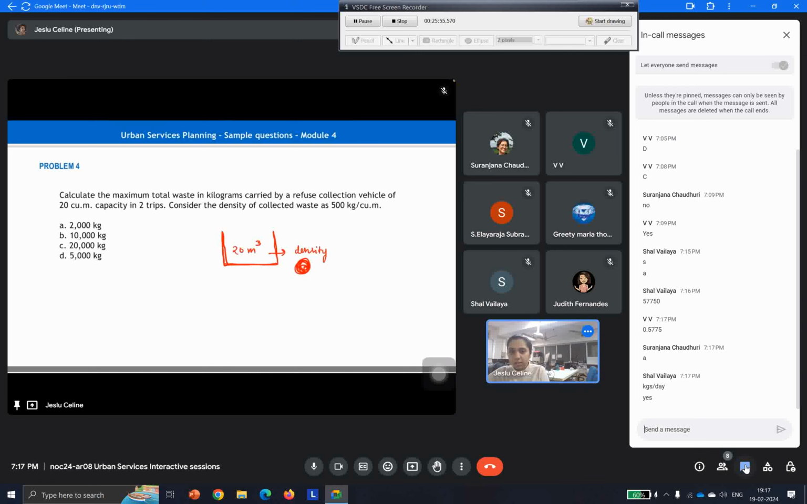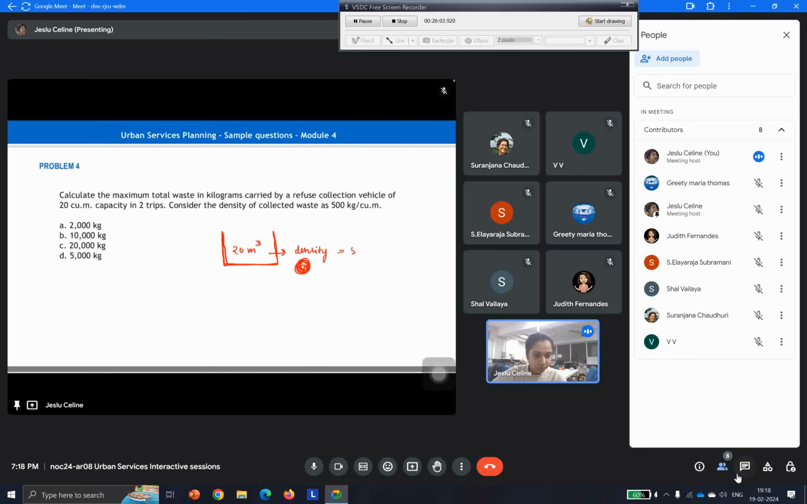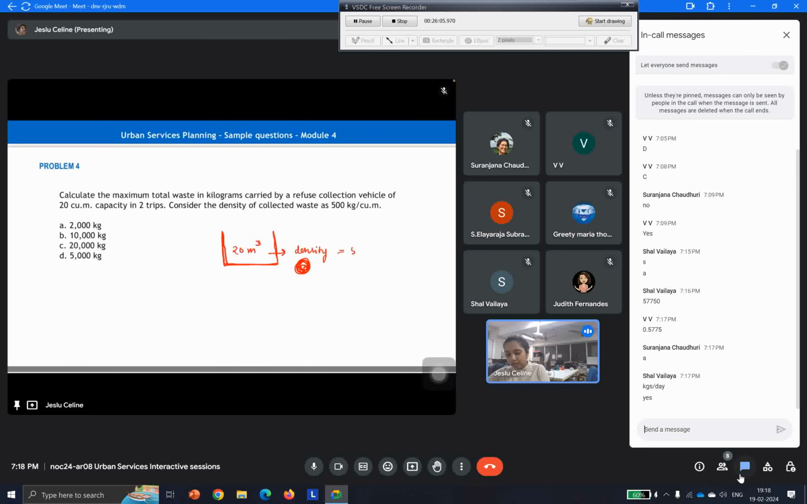Did someone want to join? One sec. No, okay, all good. So the density is given as 500 kilogram per meter cube, and there are 2 trips. So let's assume there are 2 containers like this, 2 trips, which means twice. So we have been asked to find the total waste in kilograms.